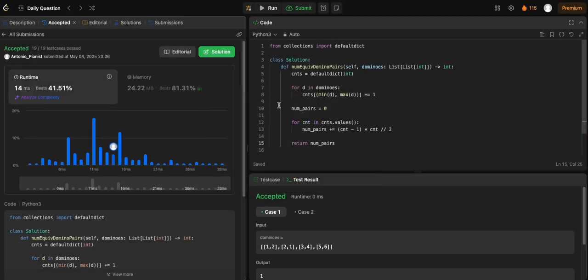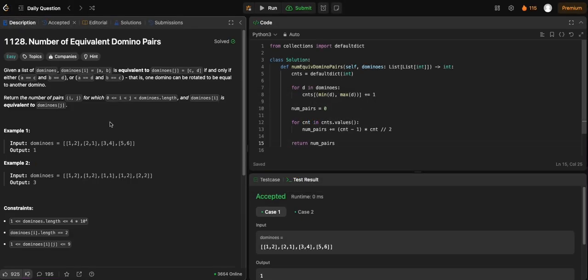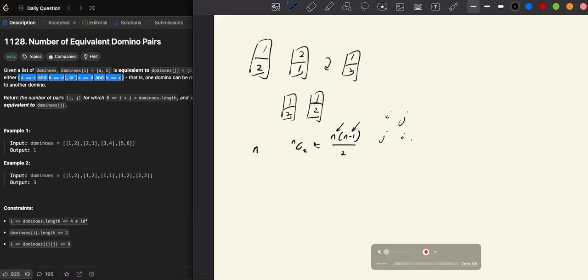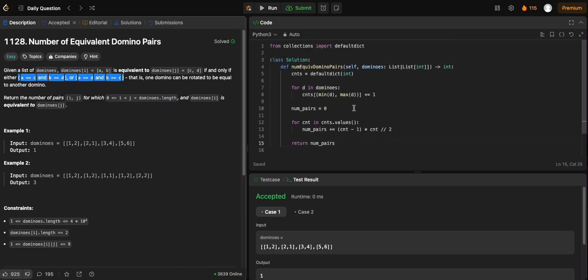Yeah, this question, the only thing you have to really see is that if you sort all the dominoes in non-decreasing order, you have basically gotten rid of the case where you have two different ways of being equivalent. But other than that, it's just using a map and also knowing what n choose 2 is. But yeah, that's kind of how I got the intuition to solve the problem.